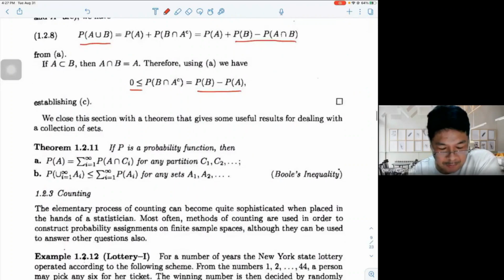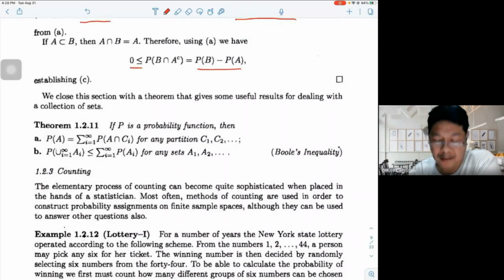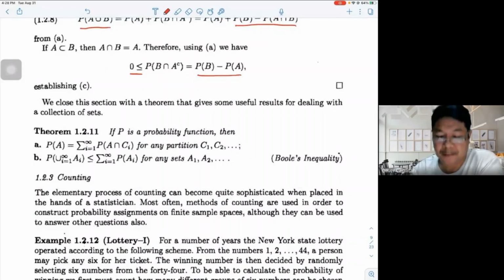So to end this class, let's consider this last theorem. Theorem 1.2.11: if P is a probability function, then the probability of A is equal to this countable summation of the probability of A intersection C sub i, for any partition C sub 1, C sub 2, and so on and so forth.